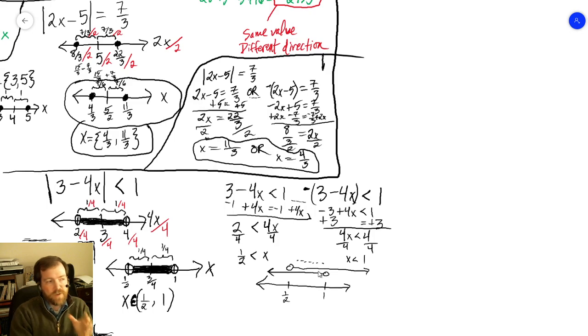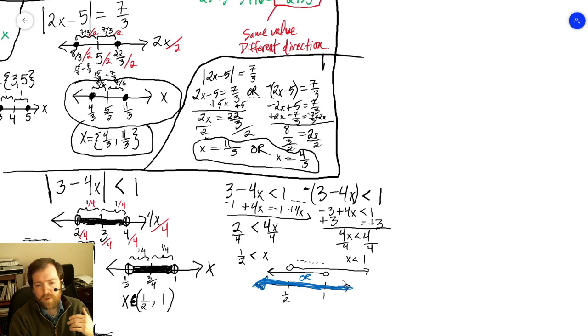Now, if you do or, all we care about is all solutions that are going to be in one inequality or in the other. If we take or at this point, this is going to include everything to the left of 1, and this will include everything to the right of 1/2. That doesn't cause us to miss anything. This, if it were an or statement, would cause us to cover the entire number line.